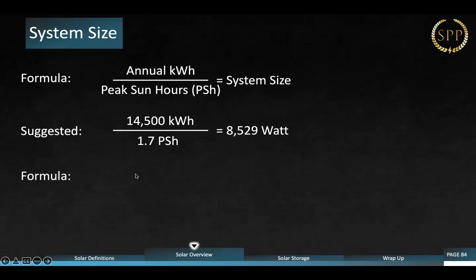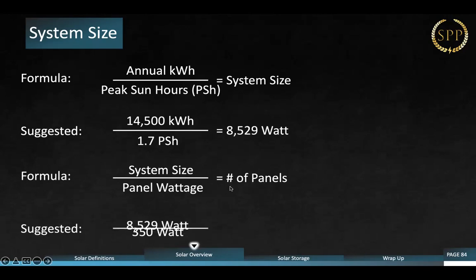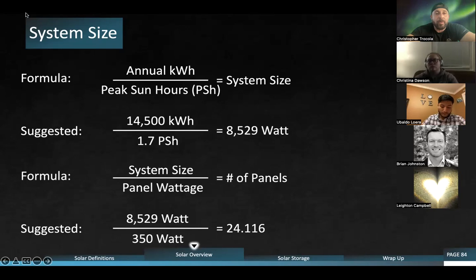Well, let's figure out how many panels that is. For system sizing, we take the system size at 8,529 watts, or 8.52 kilowatts, and we divide it by the panel wattage, which gives us the number of panels. So let's do that. It's going to be 24.116 panels. Now, can we start chopping away fractions of panels to get that 0.116? No. So do you think we round up or we round down?